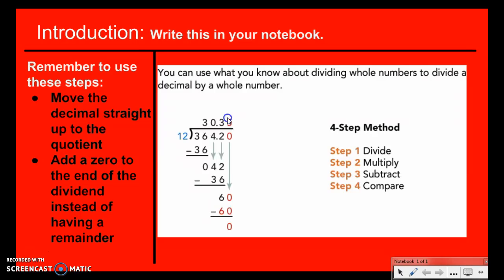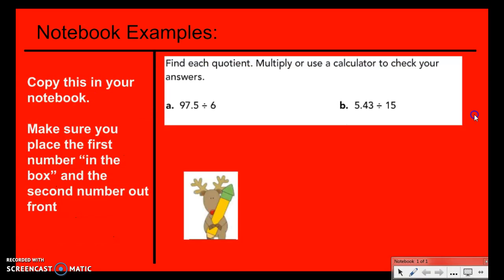Let's move on to the next slide. If you're still copying down, make sure you pause it so you have time to work. Alright, so here's some notebook examples. As you work these out, guys, please write out all the steps and not just the answer. Because when you come back to look at it, you're going to be like, wait, what the heck was I doing here? Okay, so make sure you write out your work. To do your notebook, make sure you place the first number in the box and the second number out front.